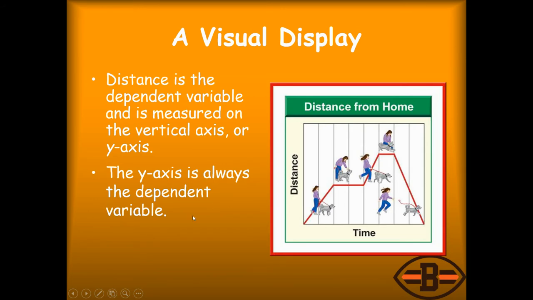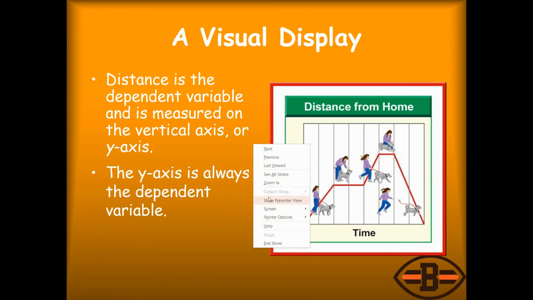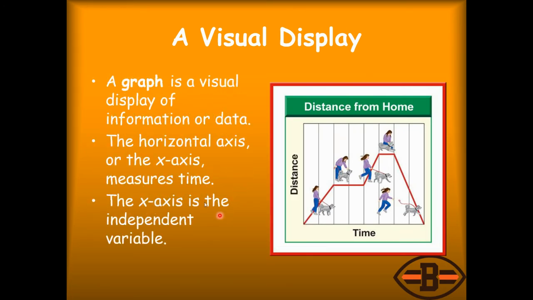Y-axis right here. Let me get the pointer out so we can see this a little bit. So here's our distance. This is going to be our dependent variable. Time is independent. And again, let me go back to the previous slide. A graph is a visual display of information or data. The horizontal axis measures time in this case. The horizontal axis, the x-axis, is always the independent variable.